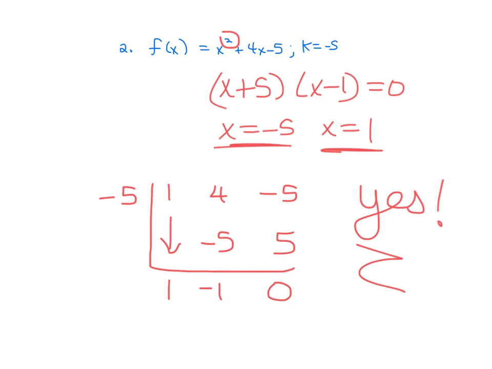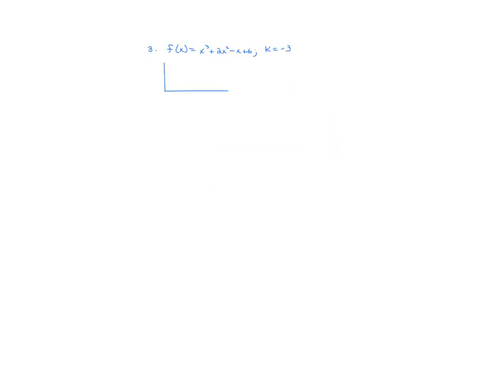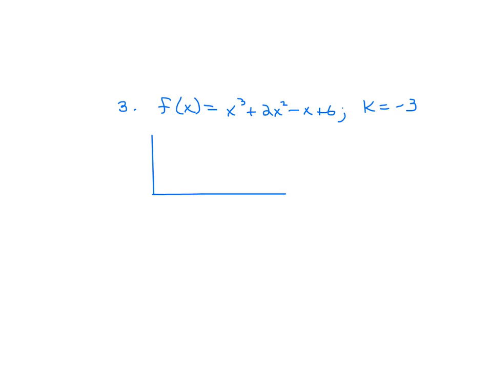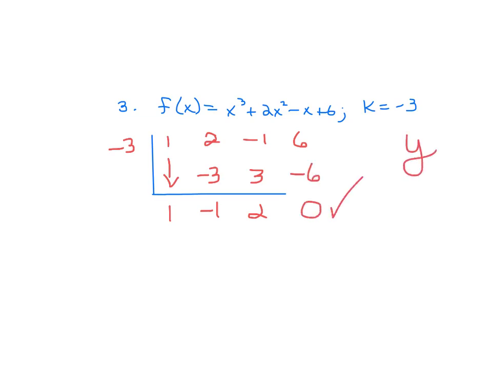Let's try number 3. Same thing. Write the coefficients. So I'm going to write 1, 2, -1, and 6. I'm testing -3. Bring down, multiply, add, multiply, add, multiply, and again, it checked. So yes, this is also a 0.